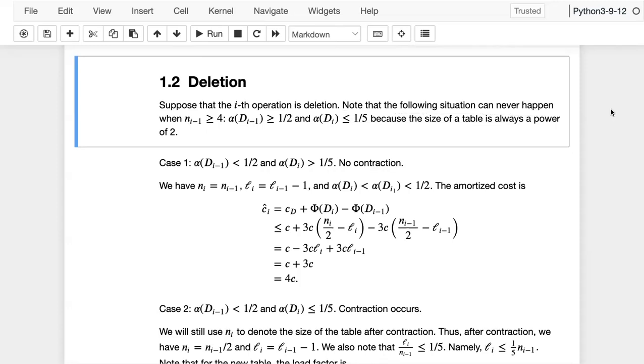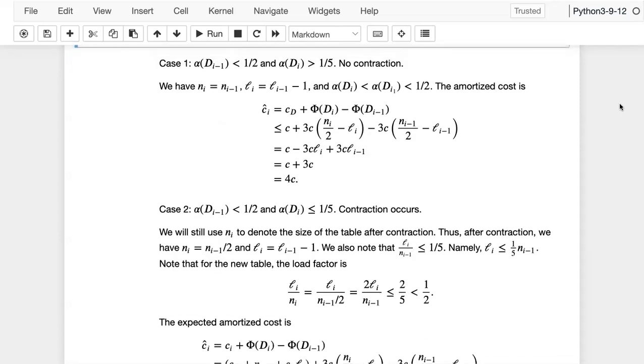Okay, again, we are going to do case analysis by looking at all possible scenarios of load factors before the deletion and after. So let's look at case number 1. Before the deletion, the load factor is less than 1/2, and after the deletion, obviously the load factor is less than 1/2, but we assume that it's still greater than 1/5, and hence no contraction occurs.